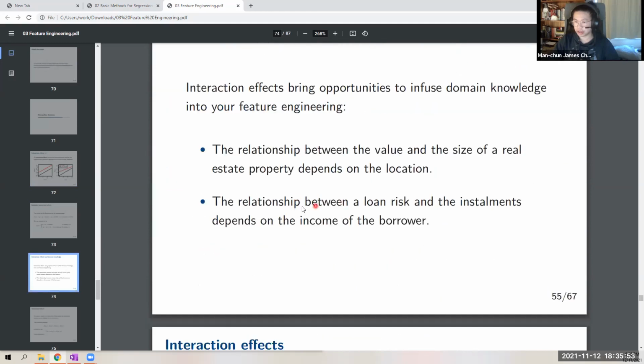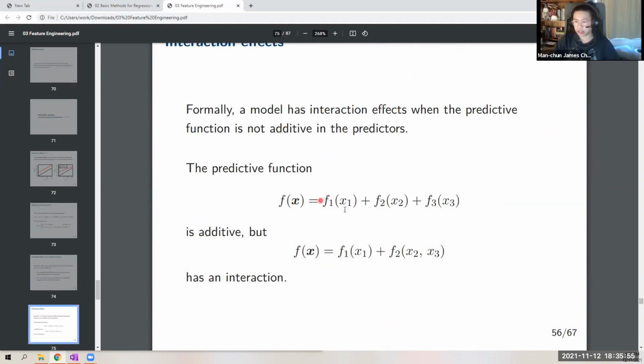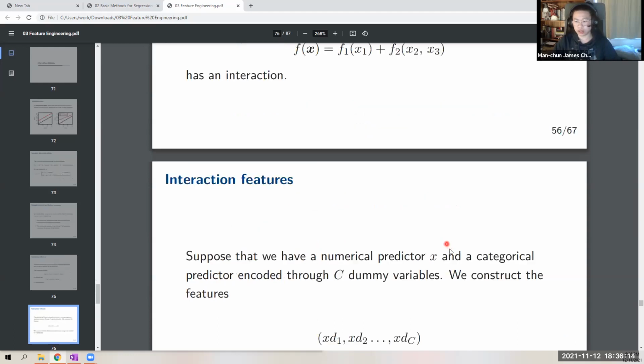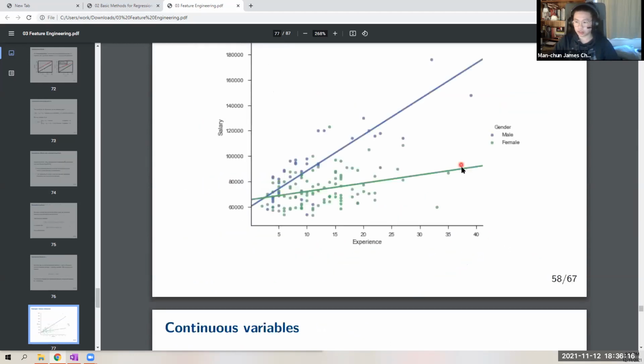And interaction effects. Interaction effects means that there's some sort of interaction between X1 and X2. If you have X1 plus X2 plus X3, this is additive, so there's no interaction effects. Interaction will occur when there's a multiplication between them. That will be an interaction effect.